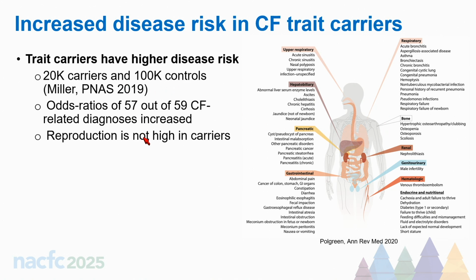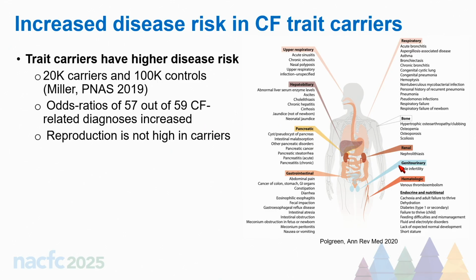And the carriers definitely don't have better reproduction, which was proposed as a potential explanation in some papers in the 1950s and 60s. Obviously, if you reproduce better than others, you will have a selective advantage. This doesn't seem to be the case.